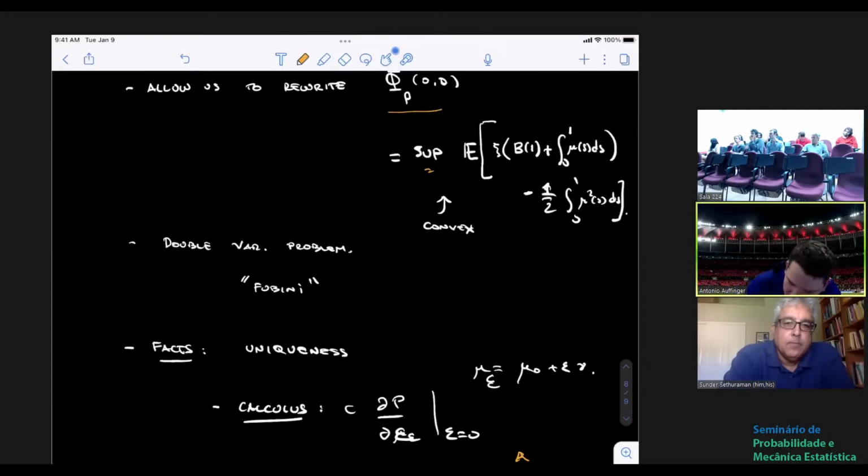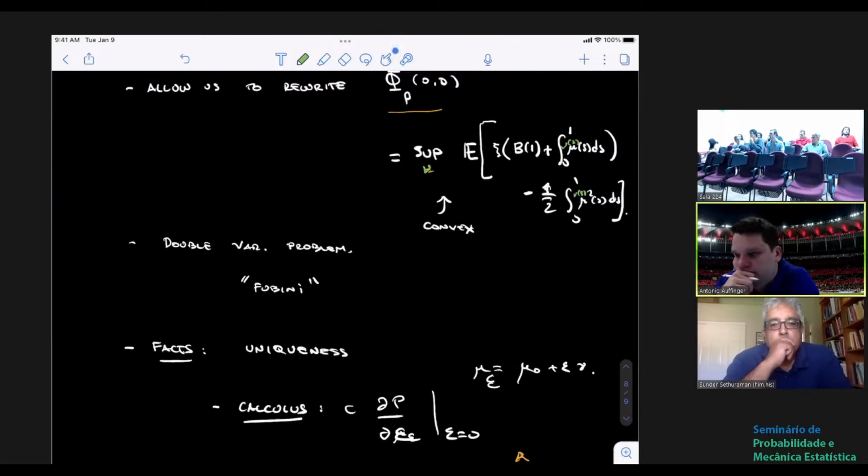I'm taking the supremum over this. There is a new here. There is also a second measure, and I'm taking the supremum over new. And since there is only B of 1 that appears, you're just averaging with respect to a Gaussian. Does it make sense?